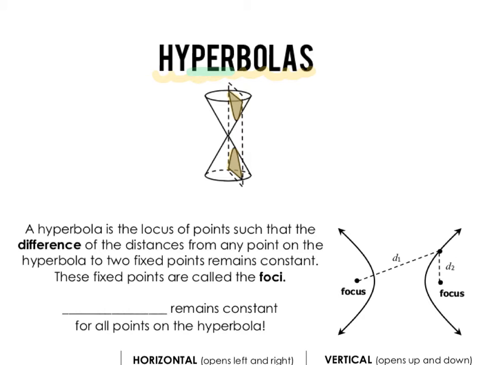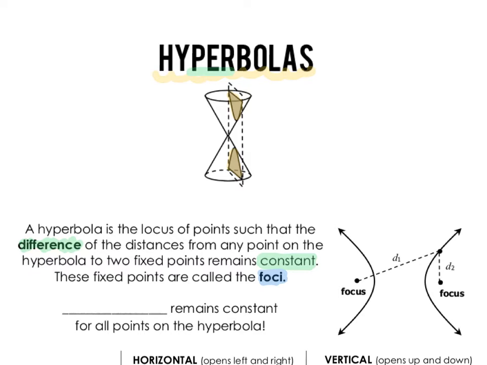So a hyperbola is the locus of points such that the difference, and remember difference is a math word that means subtraction, the difference of the distances from any point on the hyperbola to two fixed points remains constant. And so that math word means that that distance will never change. These fixed points are called the foci.